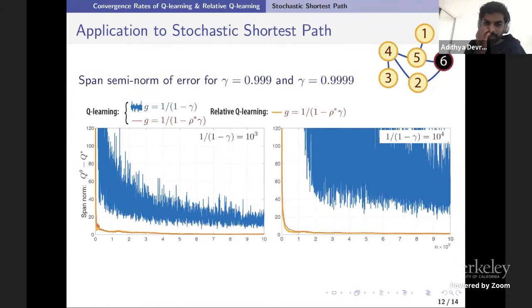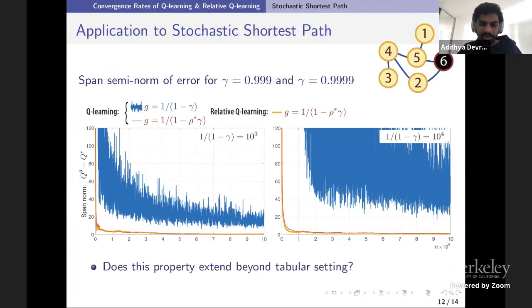And fair enough, if you plot the span norm of the Q function estimate minus the optimal Q function Q star, this is what it looks like. The Q-learning algorithm with optimal step size is still bad, but the Q-learning algorithm with the step size that is optimal for relative Q-learning does almost exactly like the relative Q-learning algorithm when you look at the span norm. That was in some sense surprising, but also in some sense kind of obvious, a result that we found.